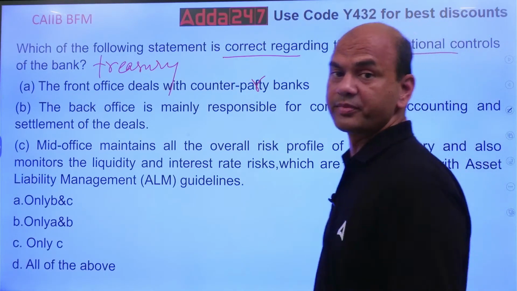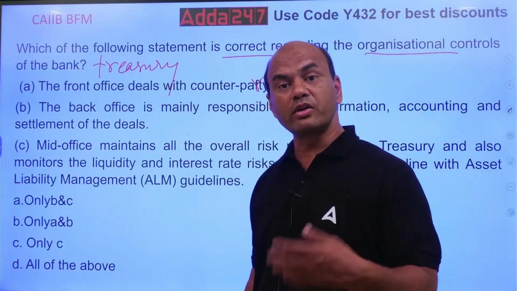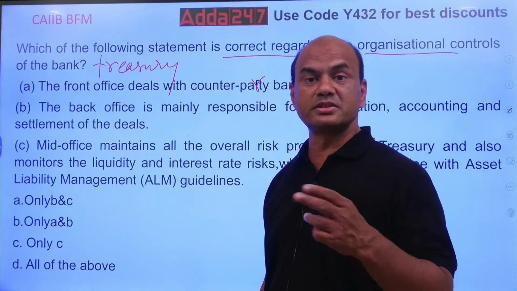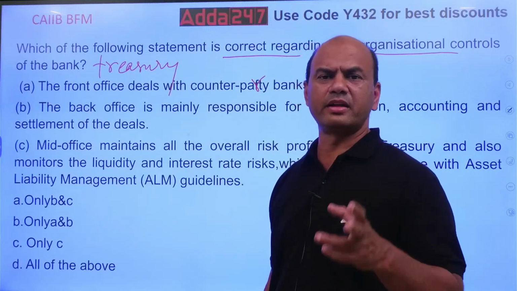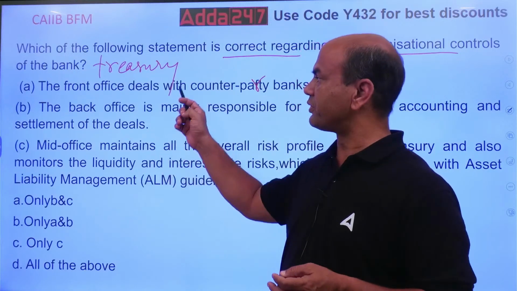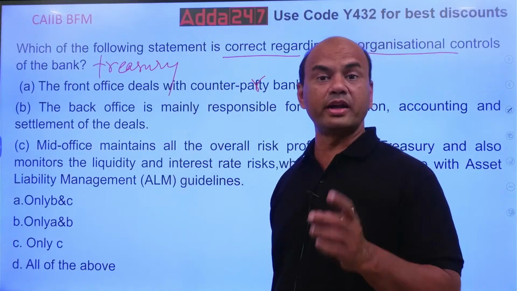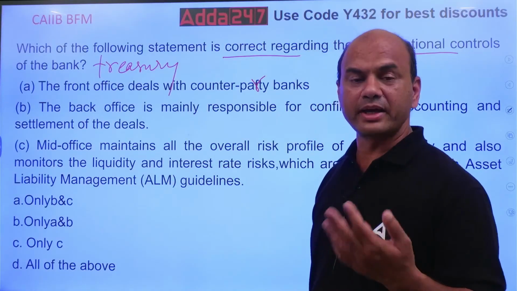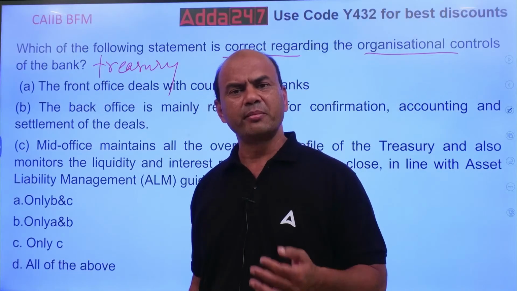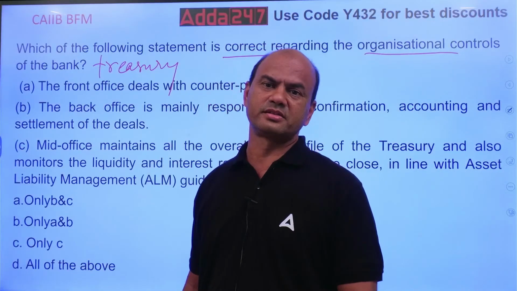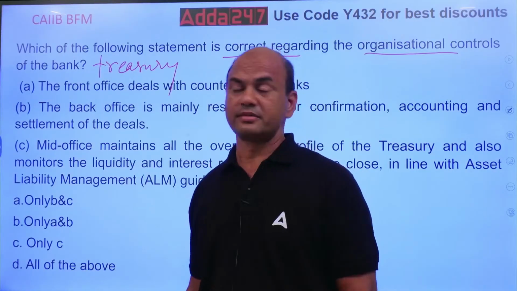Which of them is correct? What does front office do? Front office is like the soldiers on the border. They are directly fighting. Front office is the same. They are fighting. They are dealing with the various banks, various customers, banks as well as non-banks, buying and selling, making the deals. So A is correct.